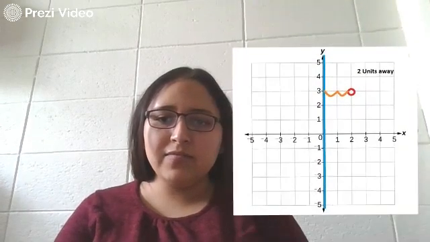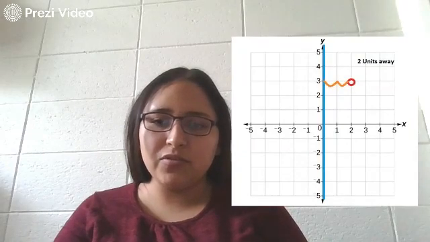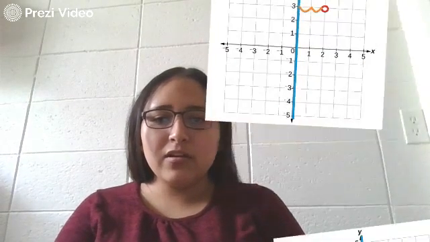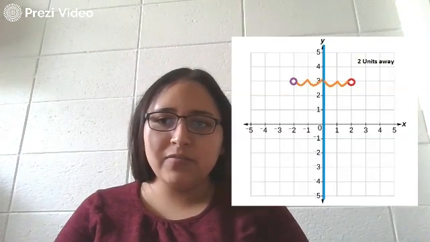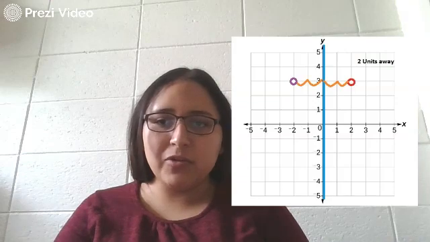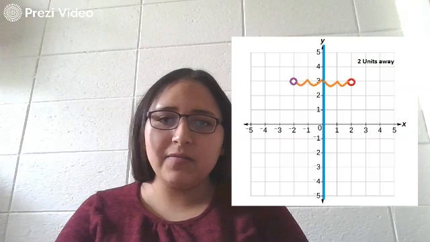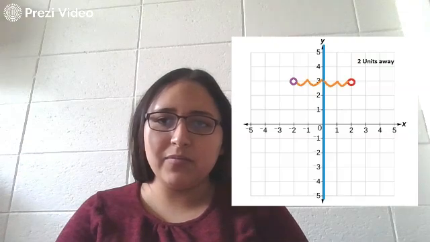The second step is to count the number of units that your given point is away from the line of reflection. The distance from the point to the line of reflection is 2 units. And the final step is to count the same number of units, in this case 2, from the line of reflection on the other side of the line of reflection, and then draw your point. So this will be your final result for finding the reflection point of the original given point.